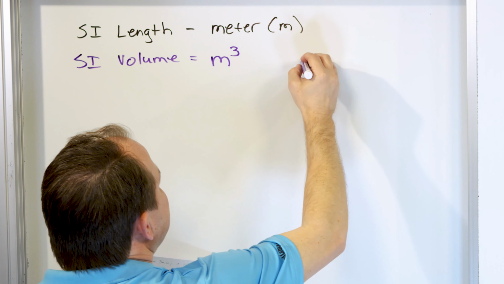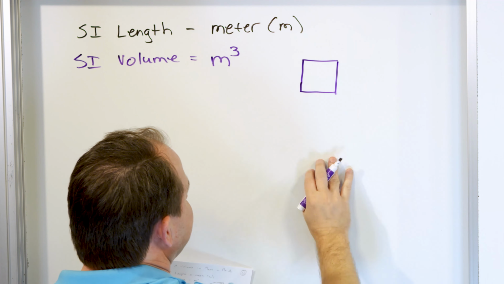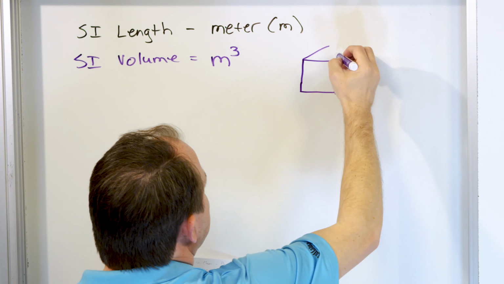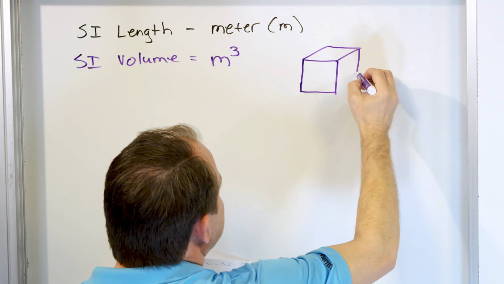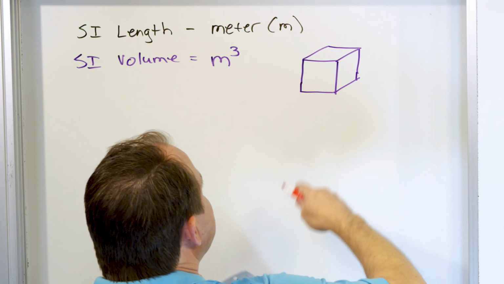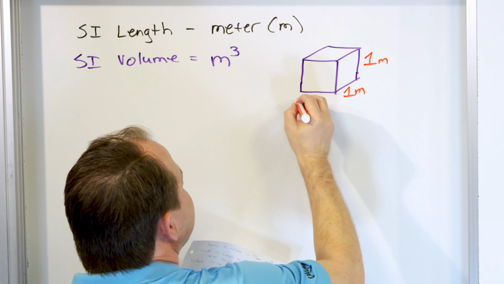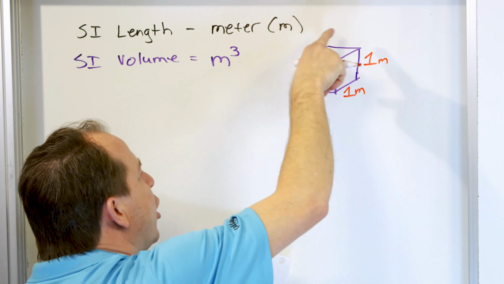It literally means if you draw a cube here, if you literally draw a square, that's how you start building a cube, draw a square first, and then you extrude it into the board so that it has length, width, and height, right? And then you say that this side is 1 meter tall, this side is 1 meter tall, and this side is 1 meter tall, then we call it a cubic meter.